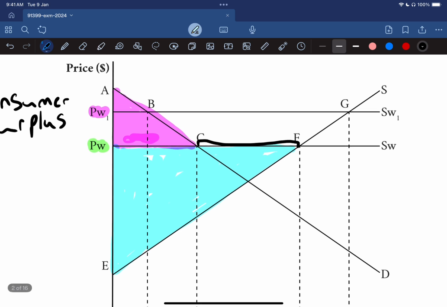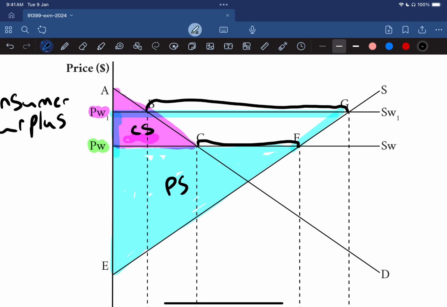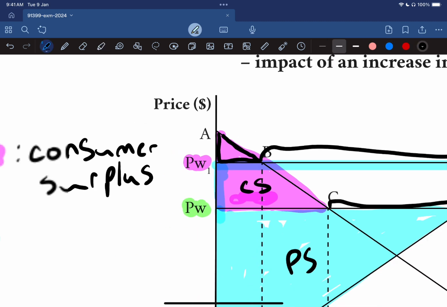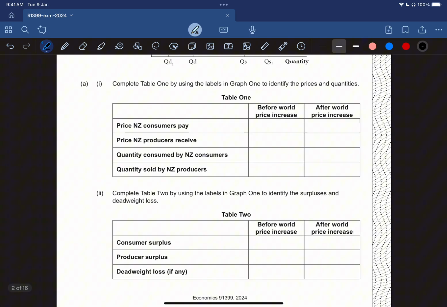Okay, so guys, this is what it's going to look like. We'll just say PS here, CS there. This is what it's going to look like before the increase in world price. Now, after this increase in world price, our producer surplus is going to increase all the way to here. It's going to encompass that area as well, and it's going to increase our exports all the way to this area here. Our consumer surplus is just going to be this tiny little triangle up the top here.